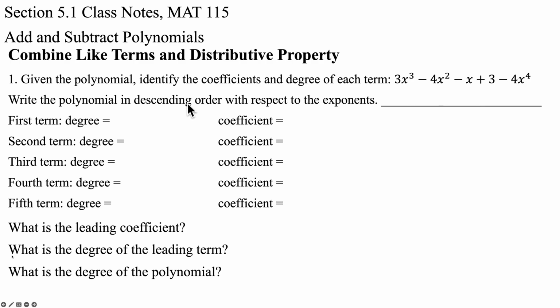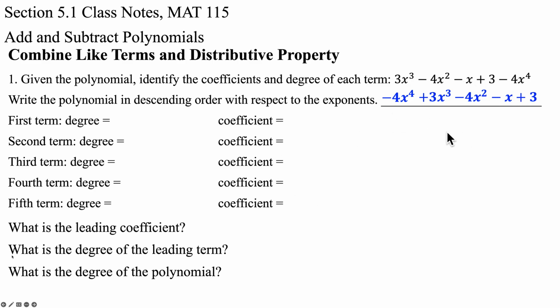This is common practice. So we'll scan our polynomial. We have an x to the third. Looking for anything bigger. Yes, we have an x to the fourth. So take the sign in front of the term and write it first. Then the next biggest power. This is 3x to the third. Since it's positive, we're going to put a plus. Then the minus 4x squared minus x plus 3.